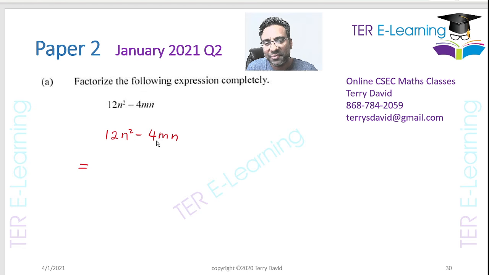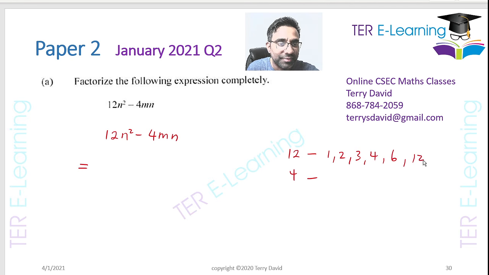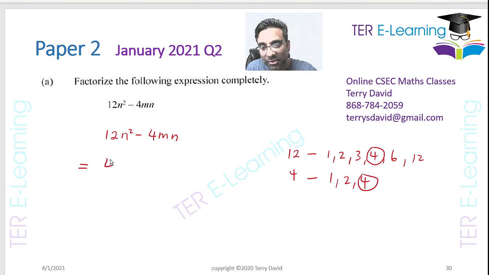So we have 12 and 4. Now the highest common factor is what we're going to determine. So you have 12 and you have 4, right? The factors of 12 are 1, 2, 3, 4, 6, and 12. Factors are numbers that can go into something, right? The factors of 4 are 1, 2, and 4. So the HCF is the highest common factor. So this here is my highest common factor. So I'm going to factor out 4.